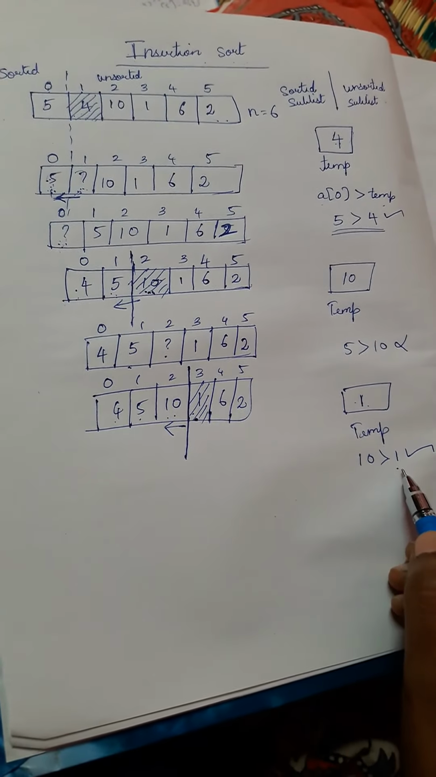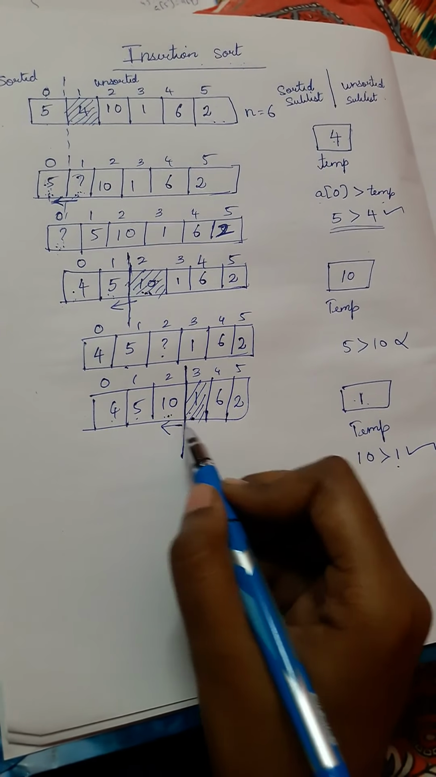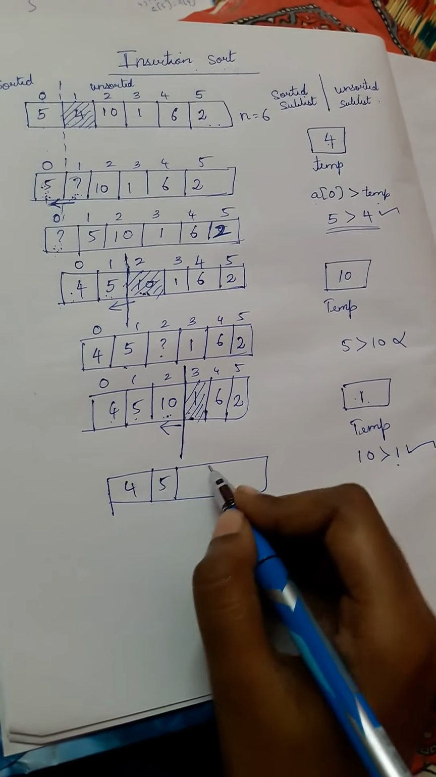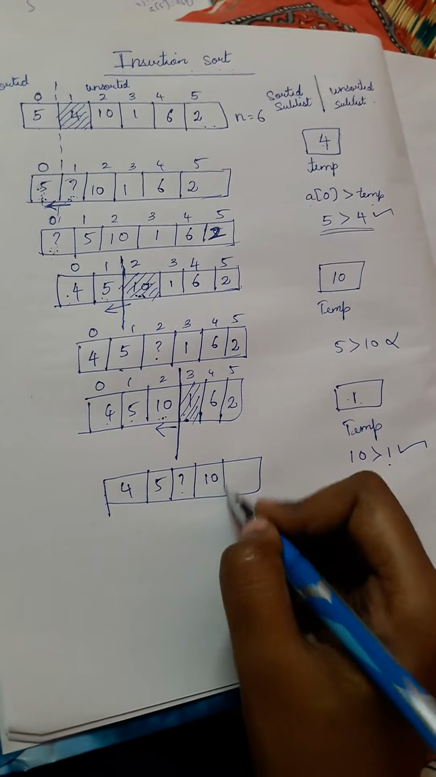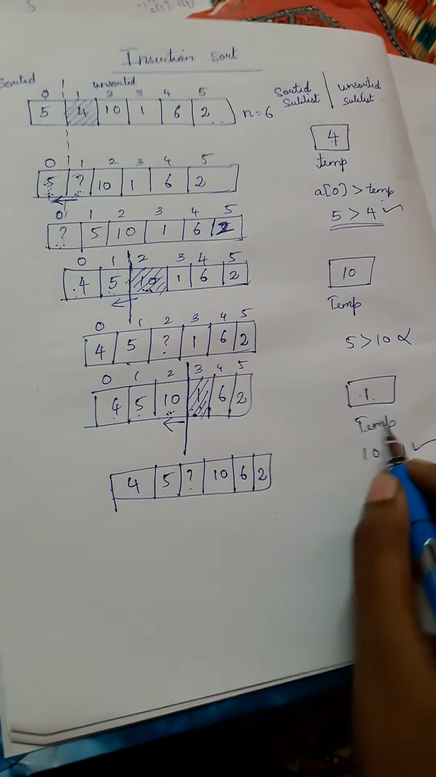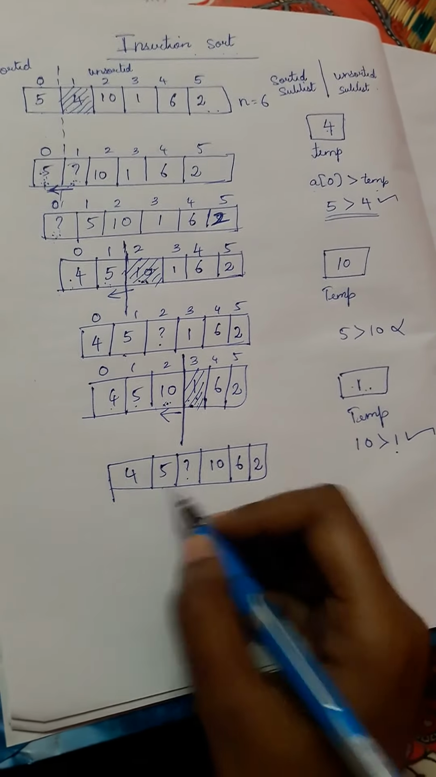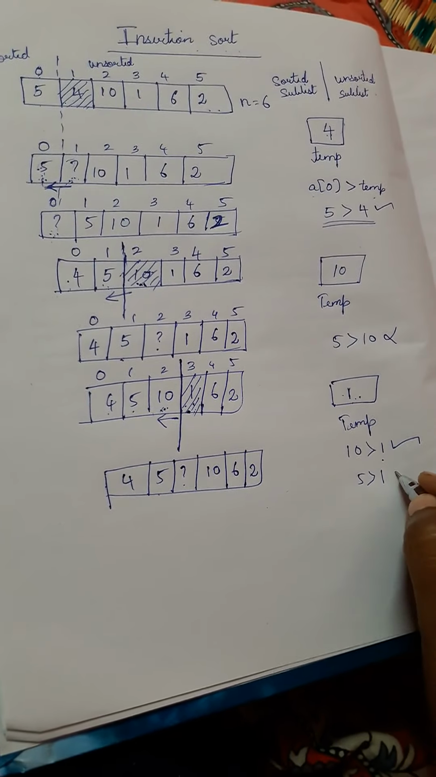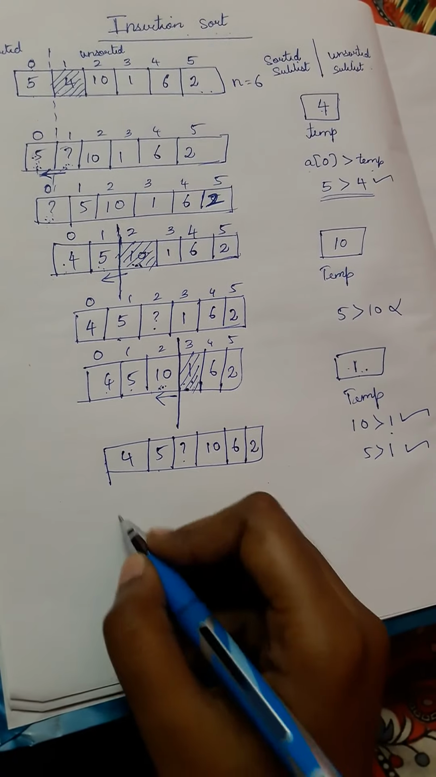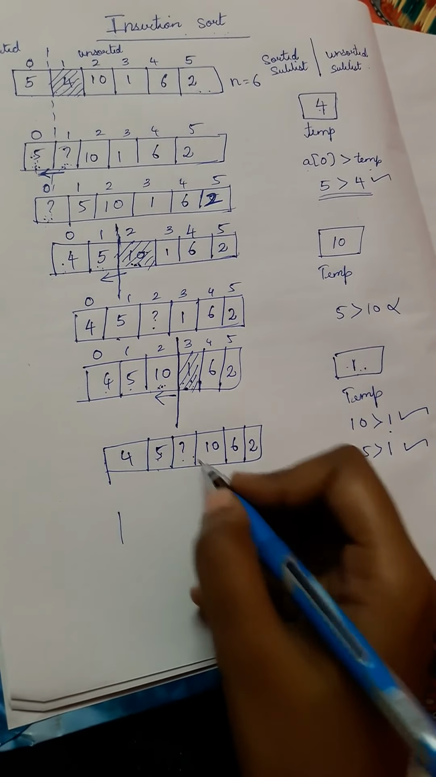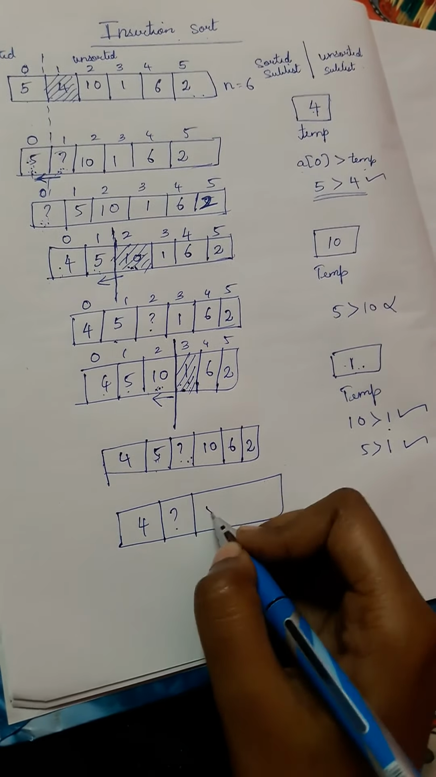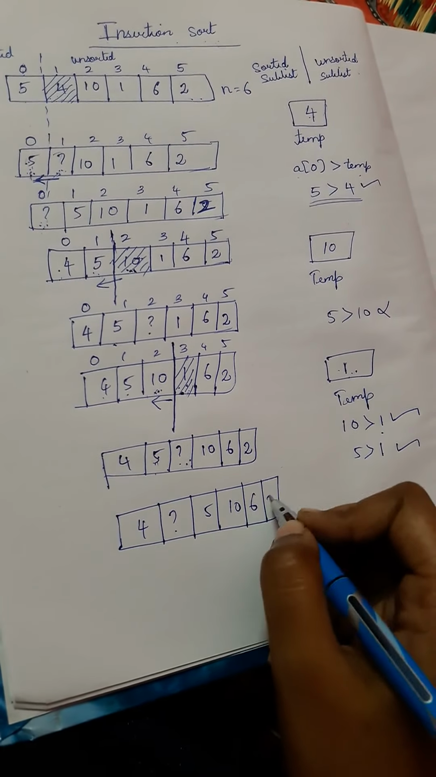If the condition is true, as I said, we have to move this element one step forward. Now what will be inside the array? 4, 5, question mark, 10, 6 and 2. So this 1 is moving forward. Again I am comparing this temp with the 5. 5 greater than 1, this condition is true. Again I am going to move it one step forward. So now I will take this 5 one position forward. Okay, so 4, question mark, 5, 10, 6 and 2.